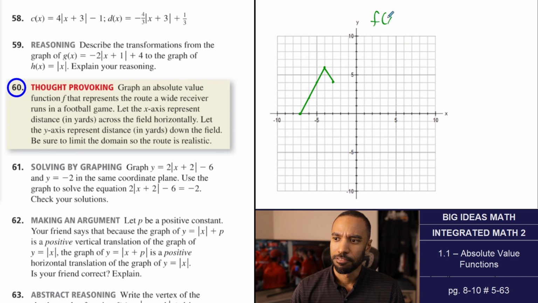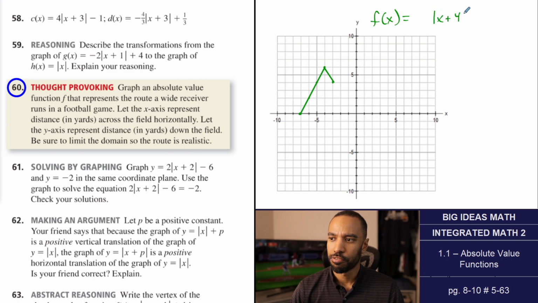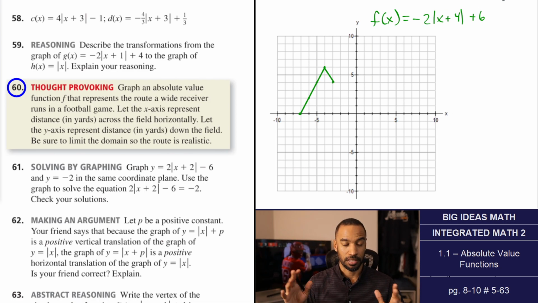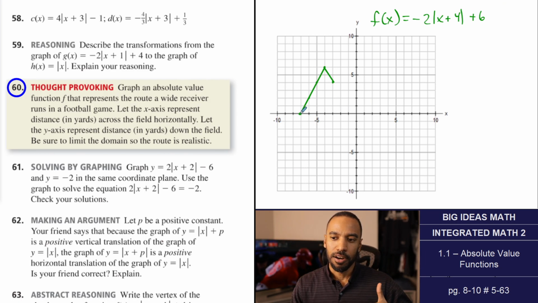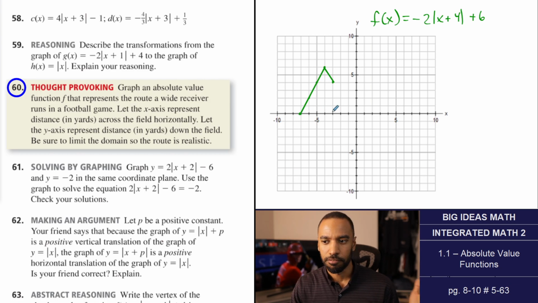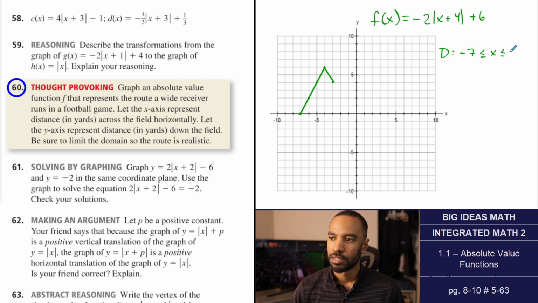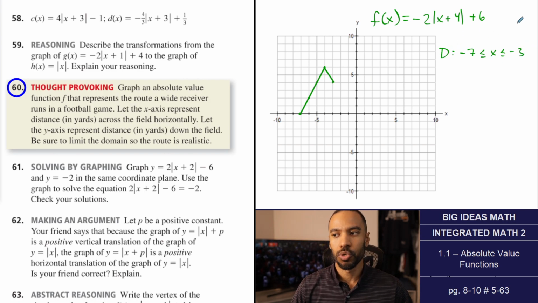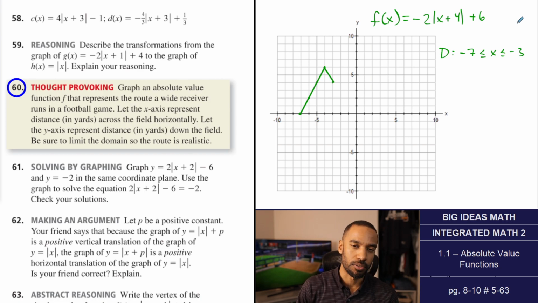So f of x equals, what's my vertex? -4, 6. So x plus 4 and plus 6, and then I said -2 is that slope, right? So that's the equation. That's the function. Limit the domain so the route is realistic. So the farthest left we go on x is -7. The farthest right we go on x is -3. So domain looks like that. So this function with this domain, and you could do whatever you want, this function with this domain provides that graph, and I guess that's a football route that we can use for that. Okay. All right, number 61.